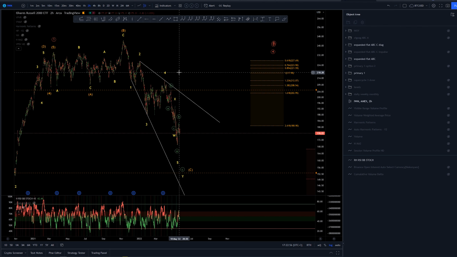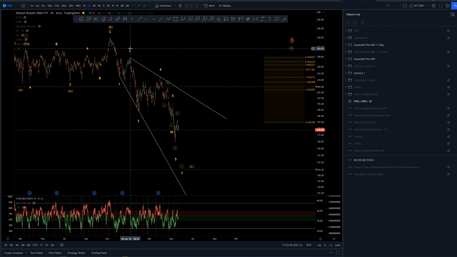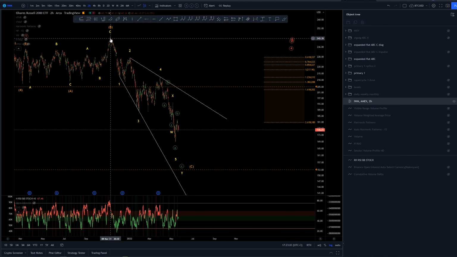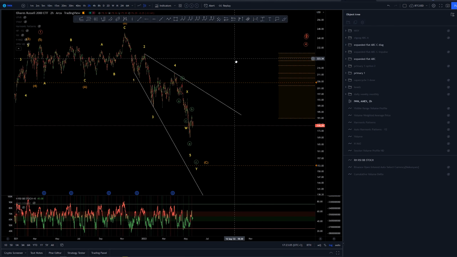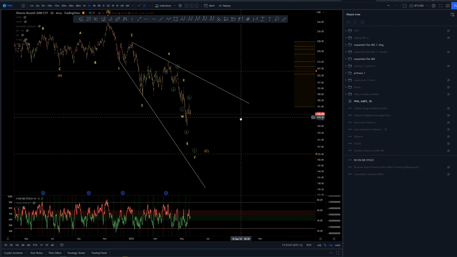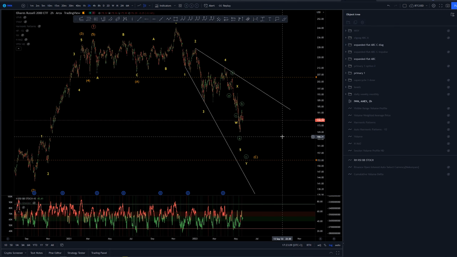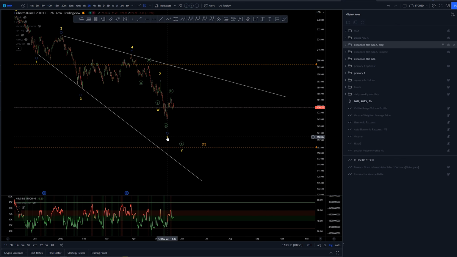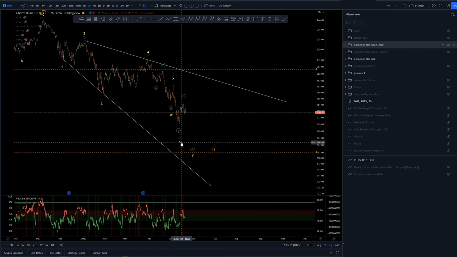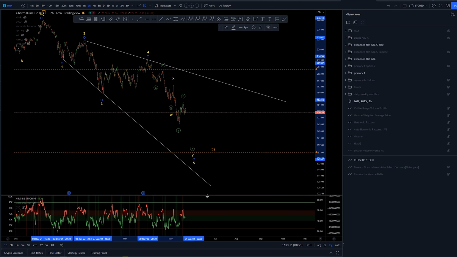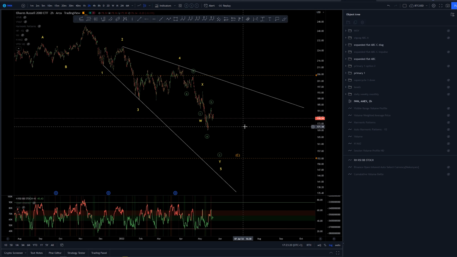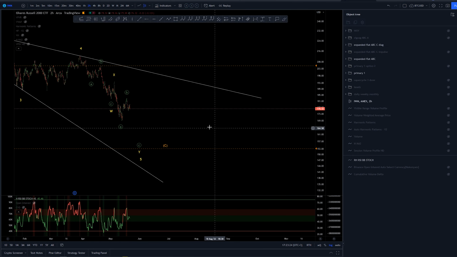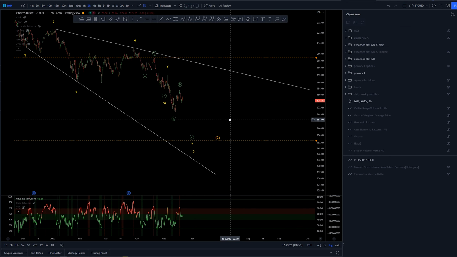Then we have another option here saying that we have 1, 2, 3, 4 and currently looking for fifth. This is again with a diagonal, expanding diagonal, ending diagonal, and these are the targets that we're basically looking for. Usually the wave 5 here would go to the area where we have this lower trend line, and currently it would again mean almost like a 20% drop, which is definitely something that we don't want to see.